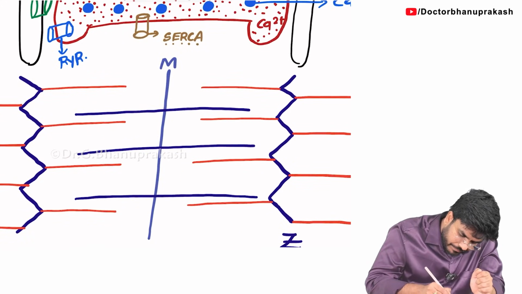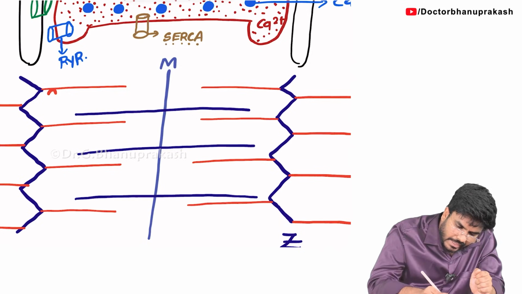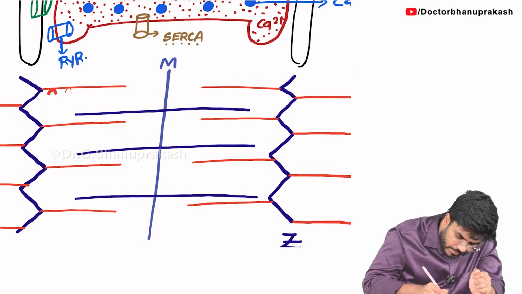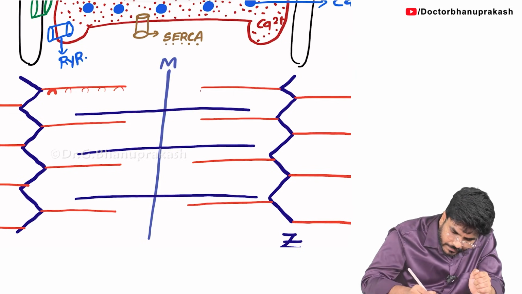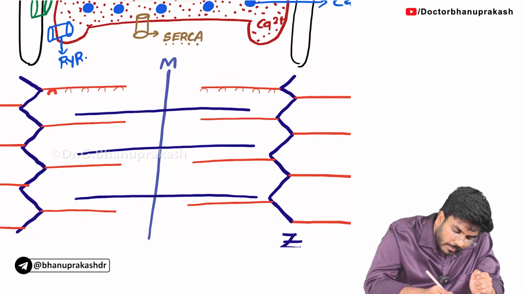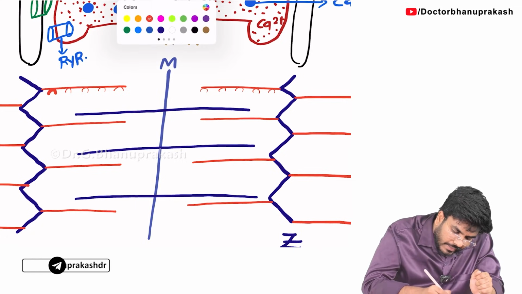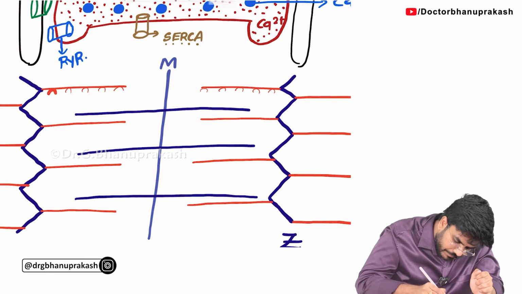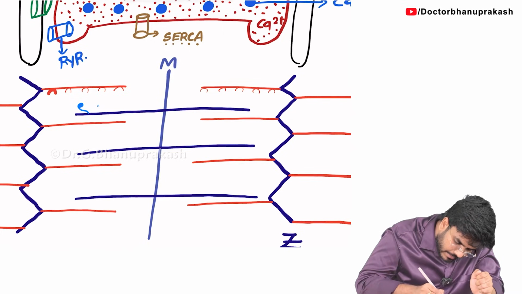Now on the actin, what are there? On the actin there are active sites present. Actin contains active sites. Then what about the myosin, guys? Myosin contains myosin heads. Myosin contains what? Myosin heads. So on the myosin, here I am showing you, these are the myosin heads, like this.